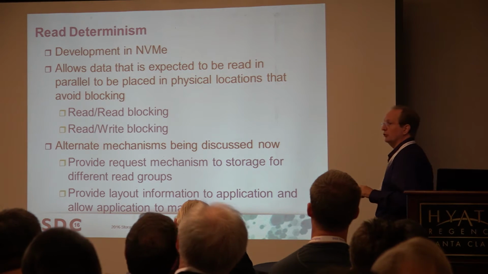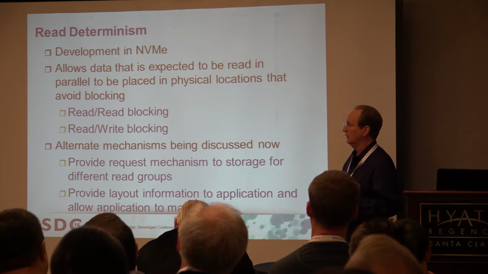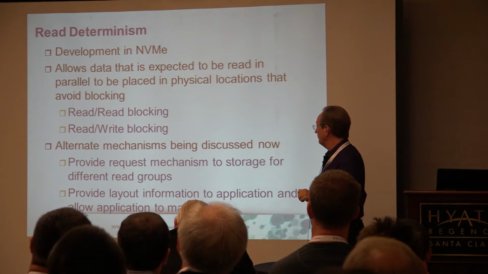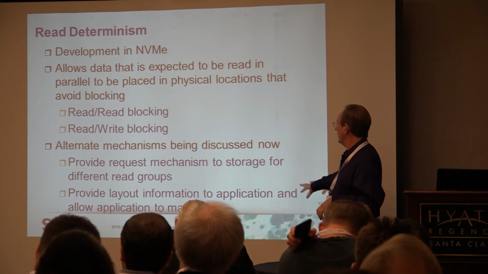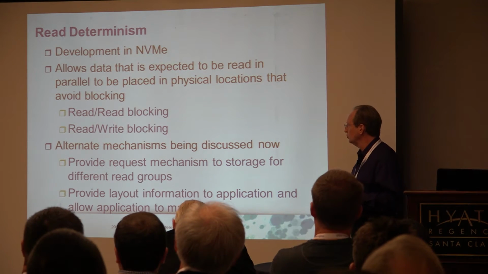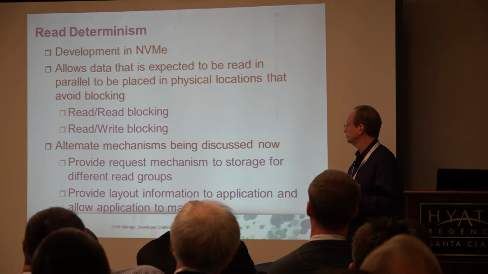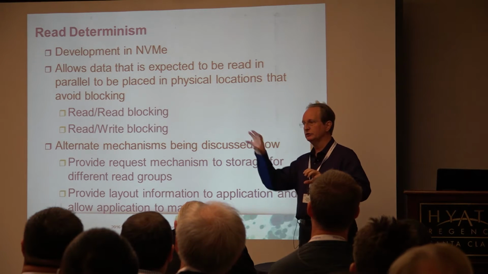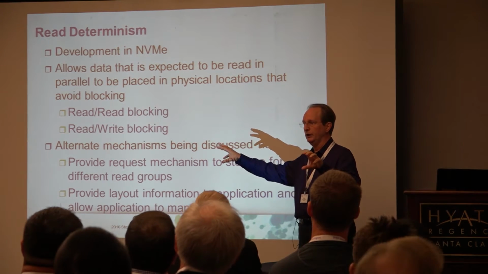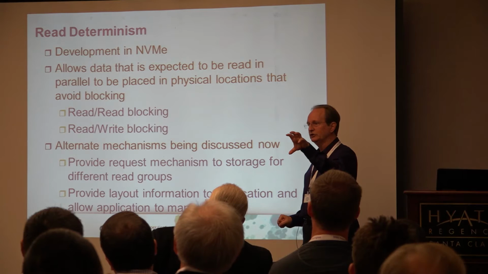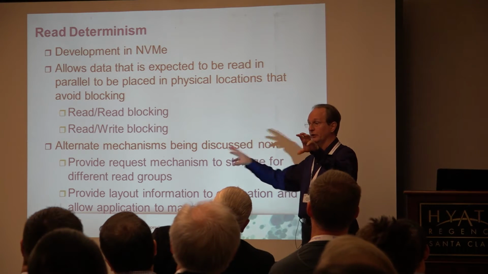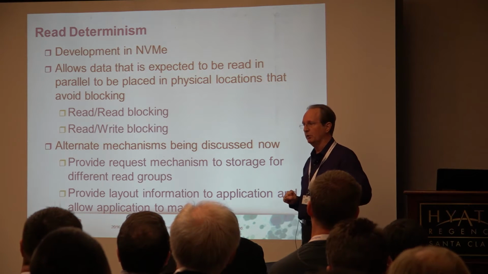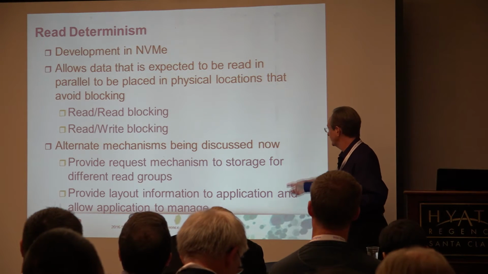Alternate mechanisms are currently being discussed. There are at least 3 different mechanisms. Well, the two highest ones, though. There's one that is to provide a request mechanism to storage for different read groups, to say, okay, this is in group A, this is in group B, this is in group C. I know that if I'm trying to read something in group A, and I'm doing something in group B or C, that it's not going to conflict and I'm not going to get blocked. So that's this first one.